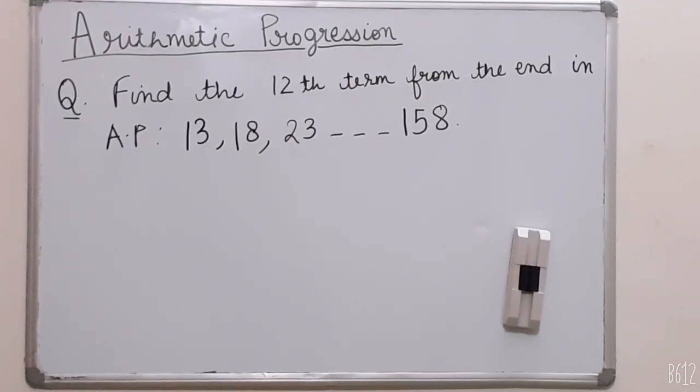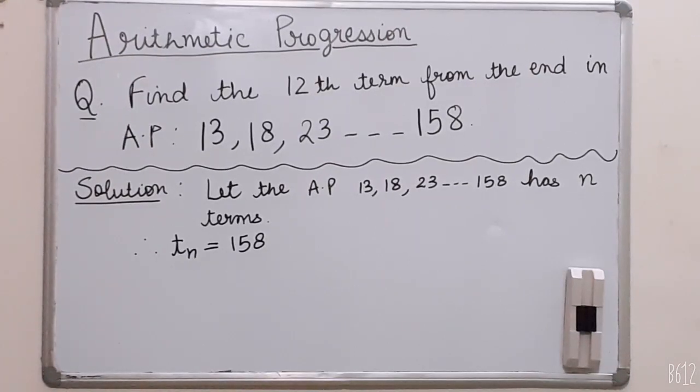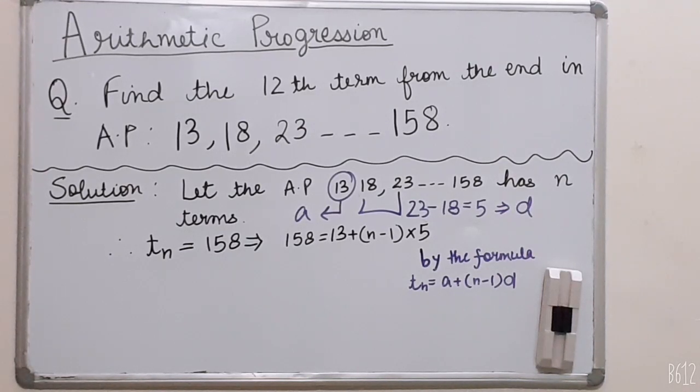So the question here says, find the 12th term from the end in the AP 13, 18, 23, which goes up to 158. So let's assume that the AP has n terms. If the AP has n terms, then it can be easily seen that Tn is equal to 158. So we will use the basic formula Tn is equal to a plus (n minus 1)d. We got the value of a and d from the AP. Now I have put all the values in the formula and we will find the value of n. By solving, we see that the value of n comes as 30.